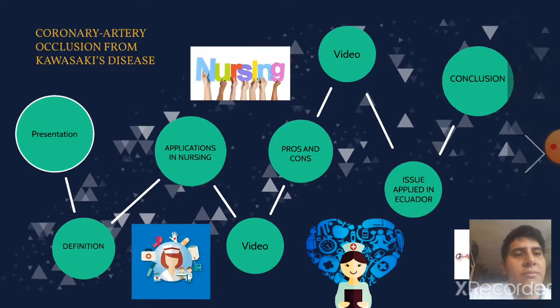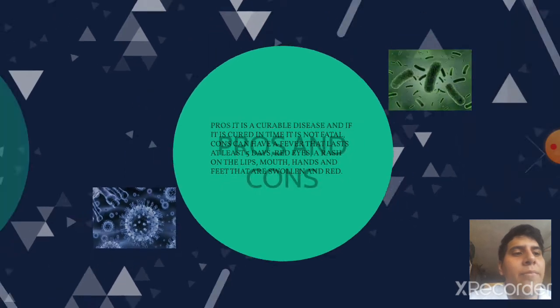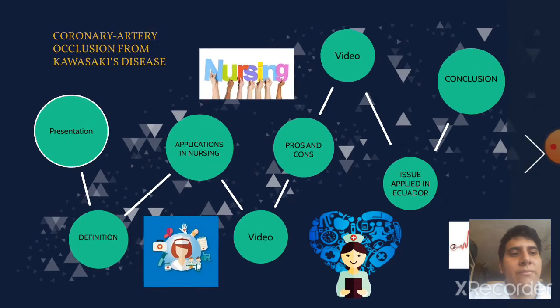Pros and cons. Pros: it is a curable disease, and if it is cured in time, it is not fatal. Cons: can have a fever that lasts at least 5 days, red eyes, a rash, and the mouth, hands and feet that are swollen and red. Next, we will see a video.